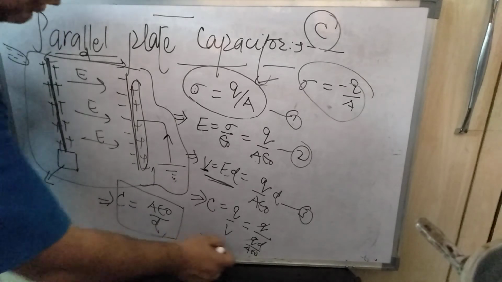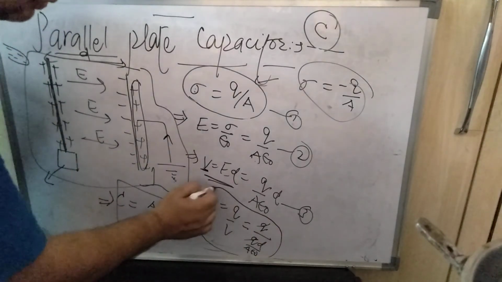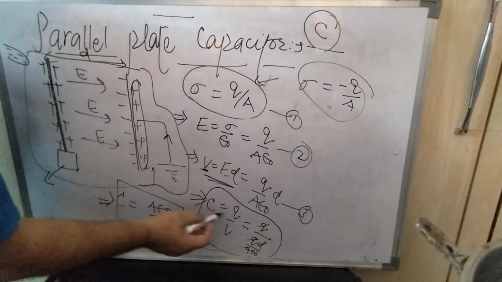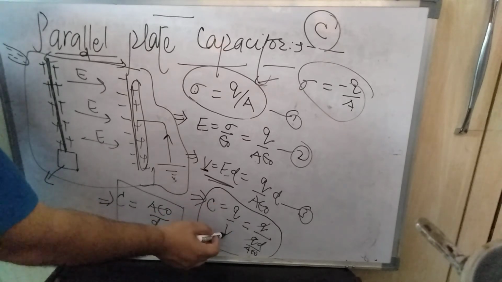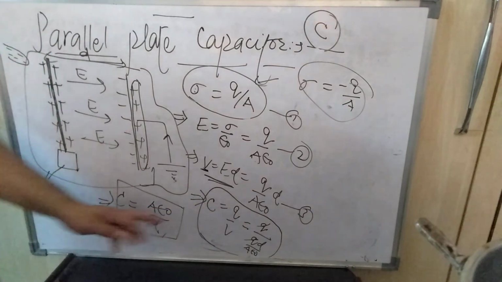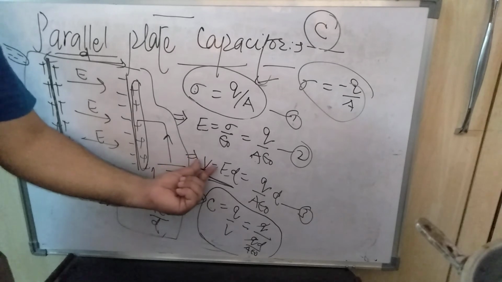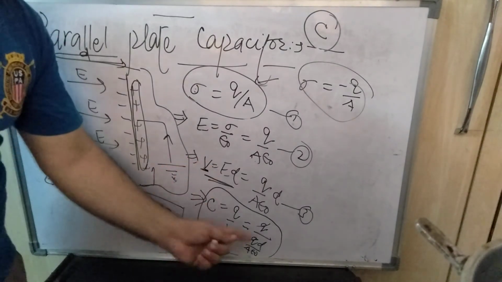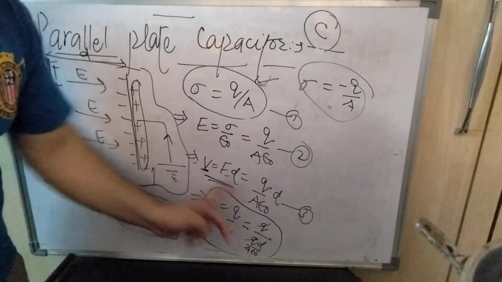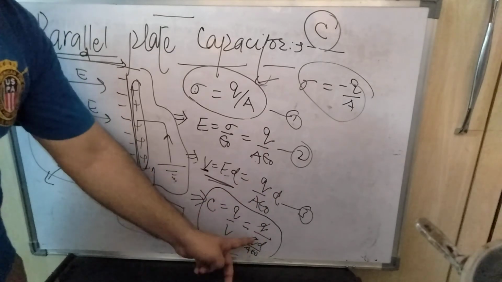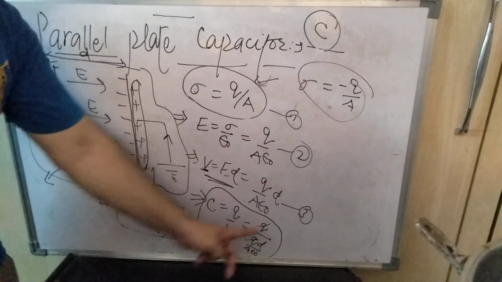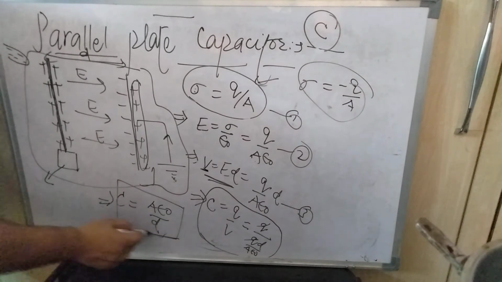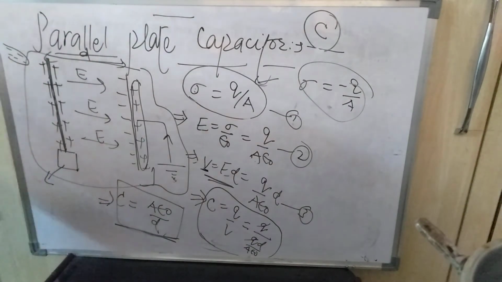Now finally what we need is the capacitance. Capacitance is what? Charge upon voltage. Q equals CV, then C equals Q by V. Now replacing the value of V from here, Q upon V is Q D upon A epsilon naught, replace here. Q will be cancelled out. That should be the capacitance between the parallel plates.